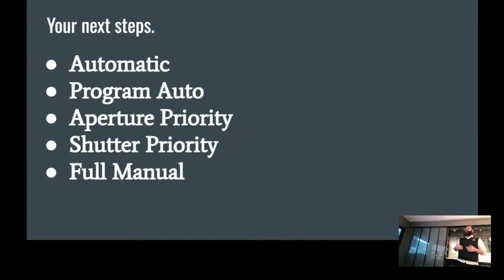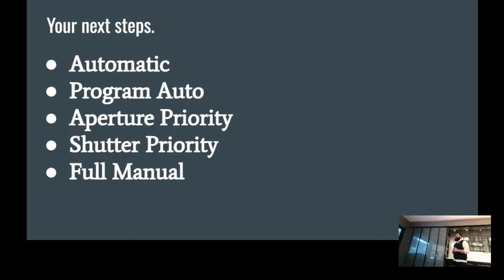The next steps that you should be looking at. Automatic should be the one that we talked about last week. It's the entry, it's the beginning part. Once you feel comfortable with automatic, I'd recommend Program Auto, which does something very similar. Everything that Auto does, Program does. The only big difference with this is that you can manipulate some aspects of Program Auto. And really what we're talking about today is the aperture priority, the shutter priority, and full manual.